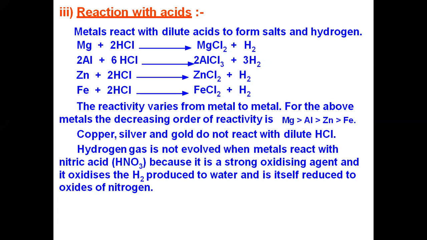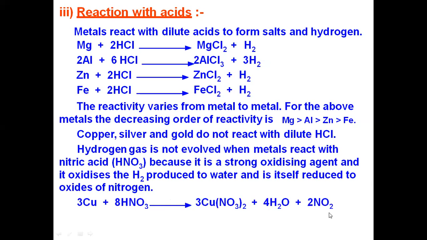We can consider an equation for this. That is, copper combines with the nitric acid and it produces copper nitrate, water, and nitrogen dioxide. So there is no liberation of hydrogen in this equation, which means hydrogen gas will not be liberated. We'll move to the next one.